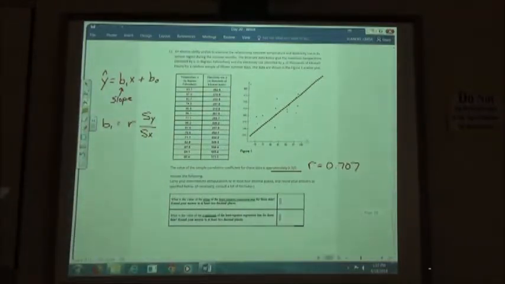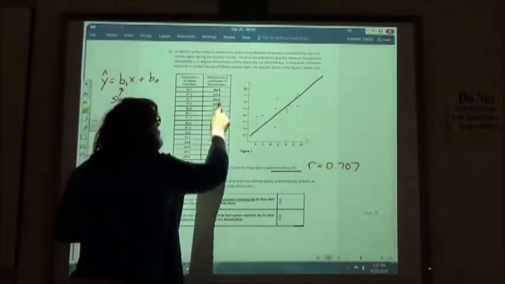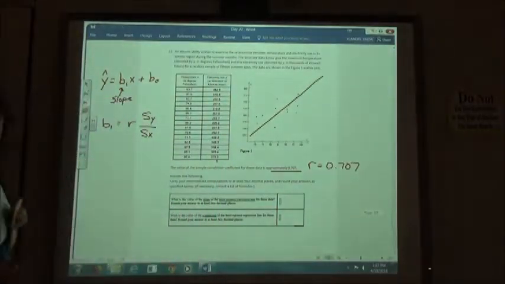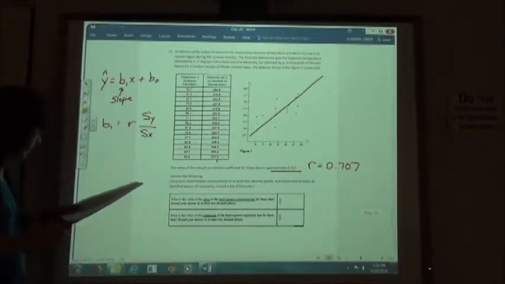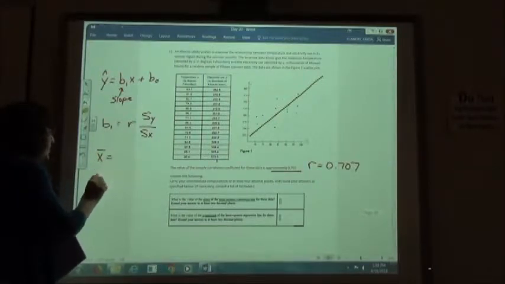So again, you're going to have to use your graphing calculator. Do your x column and find your statistics. Do your y column and find your statistics. Go ahead, pause the video while you type those into your calculator in order to find your data. I've already calculated it out.